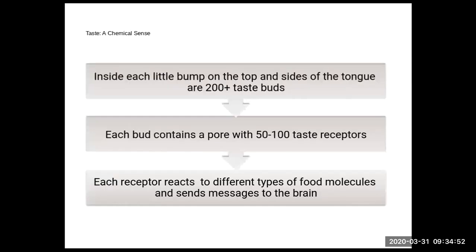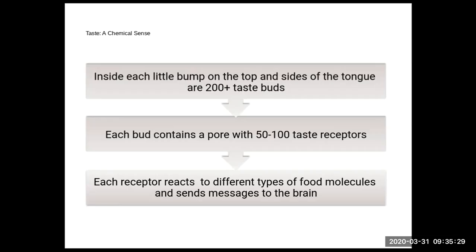So, how does taste work? Well, we have little receptors in our tongue, and they're called taste buds. Inside each little bump on the top and sides of the tongue are about 200 taste buds. Each bud contains a pore with about 50 to 100 taste receptors. And remember, the receptor cell is the one that converts taste into a neural signal. So the chemical of the taste is converted in these little taste receptors within the taste bud.